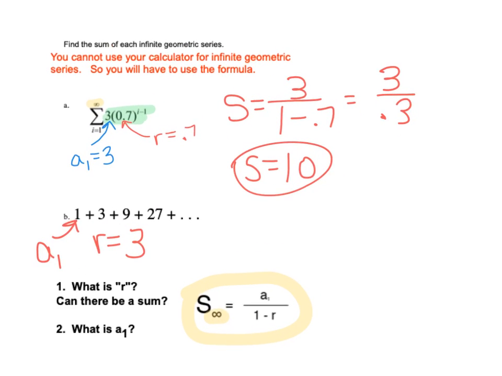And we put those into our formula. Our sum is going to equal A sub 1, which was 1, over 1 minus R.